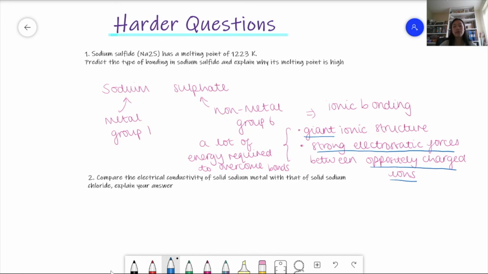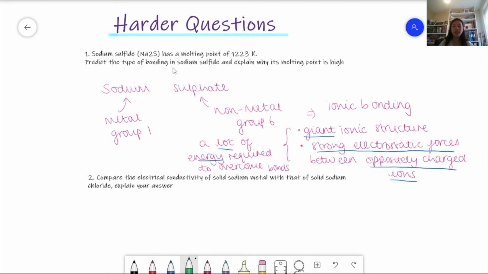So keep in your mind a checklist of everything that you need for ionic bonding. So giant structure, strong electrostatic forces, oppositely charged ions, and also a lot of energy required to overcome. So those are all the reasons why the melting point is so high. And if you hit all of those 3, then you should get all the marks.